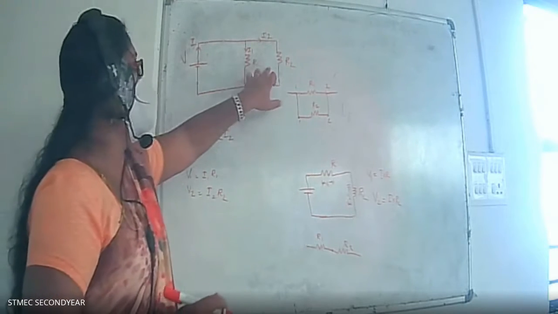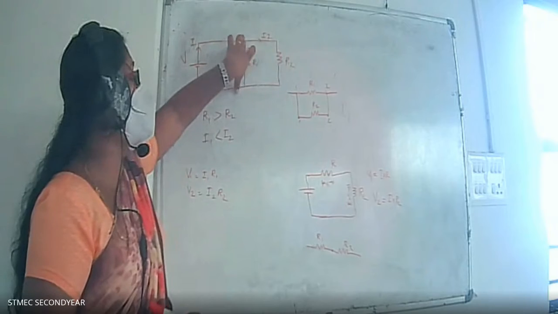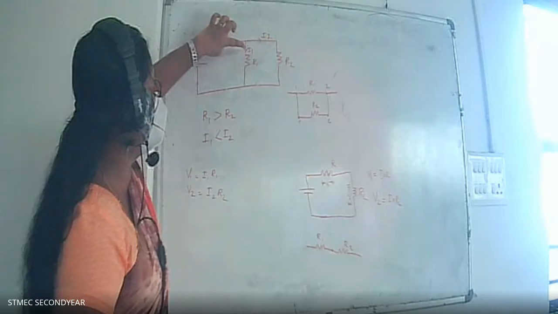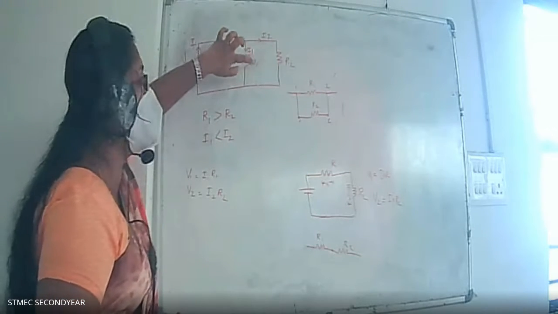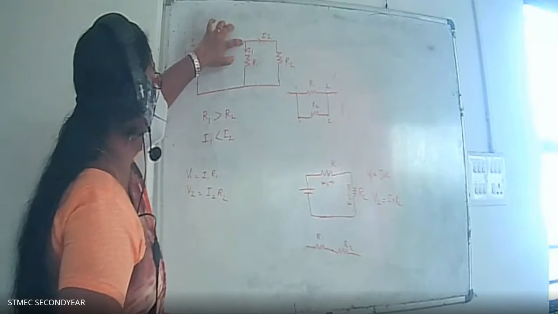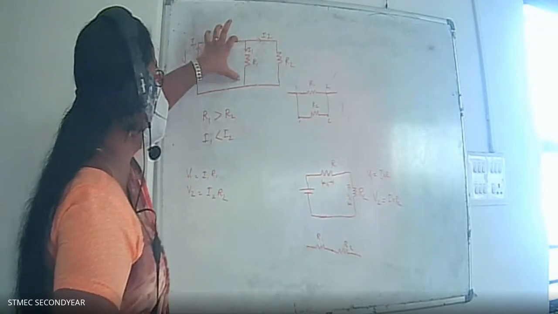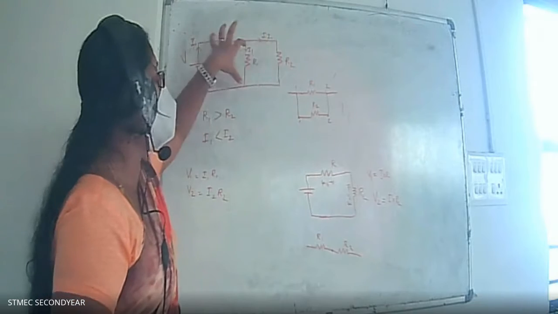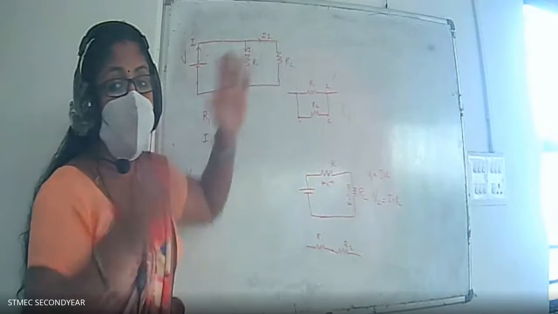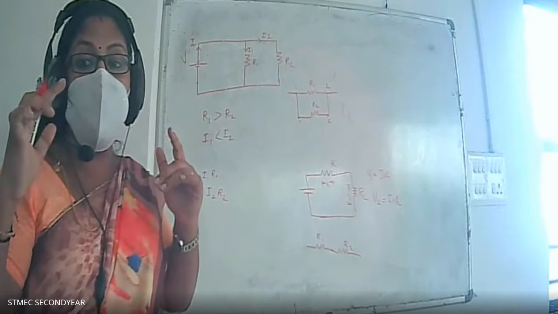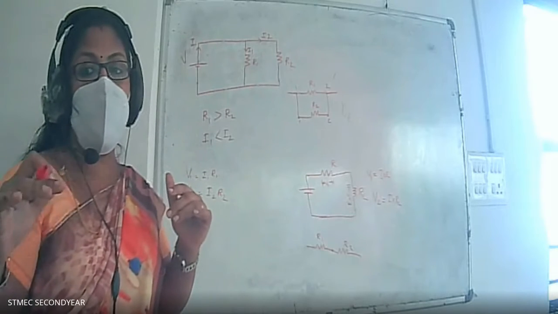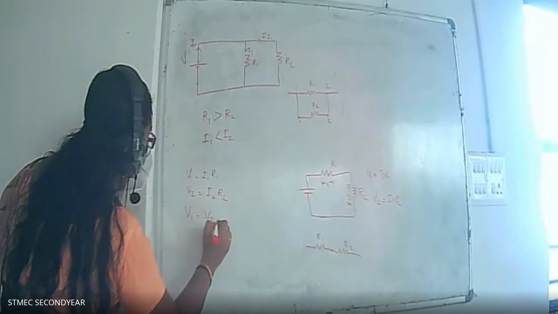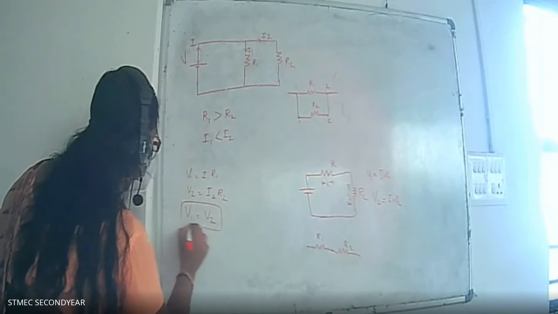See, this is the equation, but you should remember one thing: since it is a parallel branch, this resistor has two common points with this resistance R1. So V1 is the voltage drop across this one, V2 is the voltage drop across this one. Since these are connected in parallel, you should remember that V1 will be equal to V2. So this is a parallel case, okay?